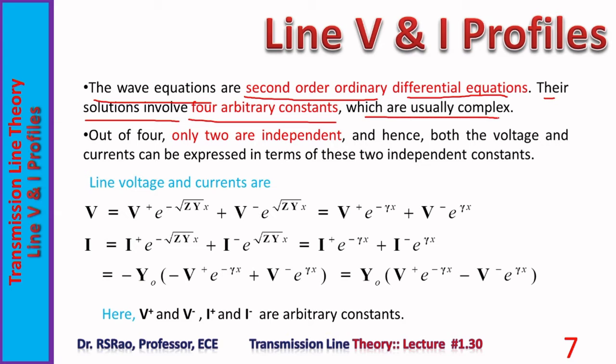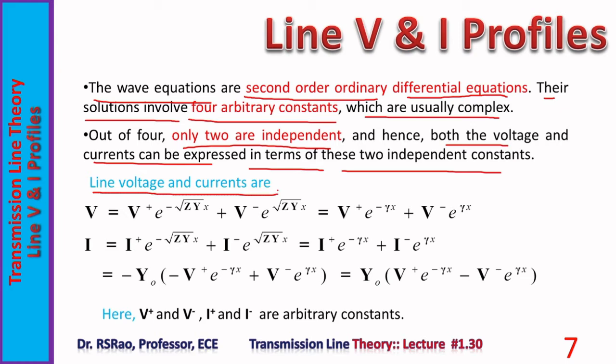These constants are usually complex. Out of four, only two are independent, and hence both the voltage and currents can be expressed in terms of these two independent constants. Line voltage and currents. If you consider the first equation, V is V plus, some arbitrary constant, e power minus root ZY x, plus V minus e power root ZY x. This is the general solution involving two arbitrary constants, V plus and V minus.